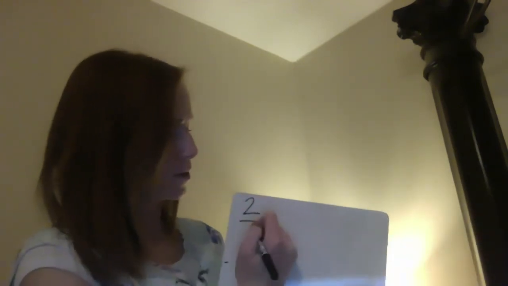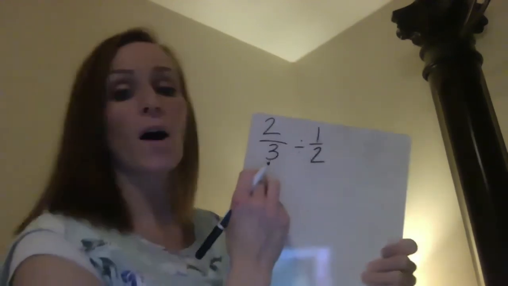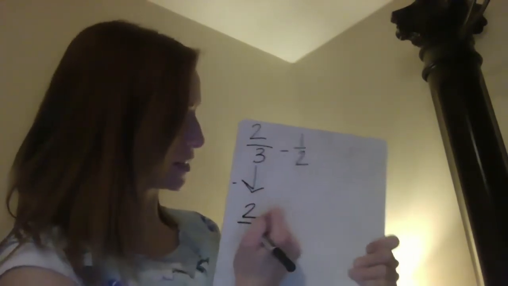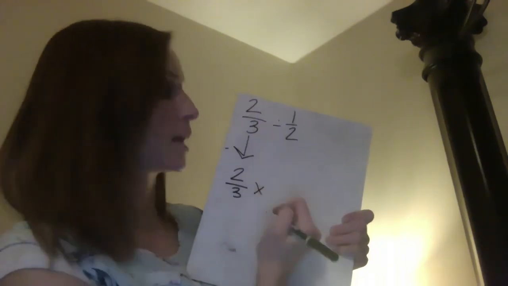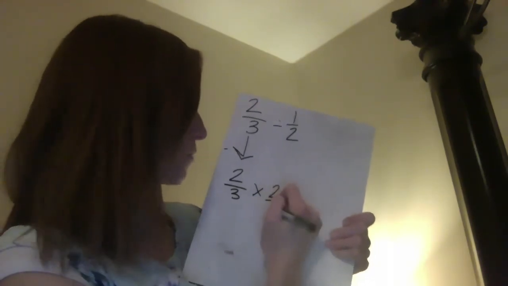Let's do one together. We're going to flip our problem, change our problem. So we have 2/3 divided by 1/2. We're going to keep our first fraction the same. So we're just going to bring it right down here and write it the exact same way. Then we take our division, we change it to multiplication, and we find the reciprocal of 1/2, which equals 2/1.